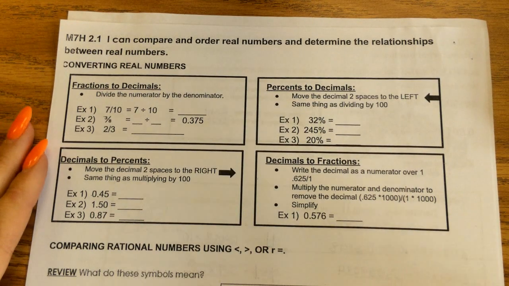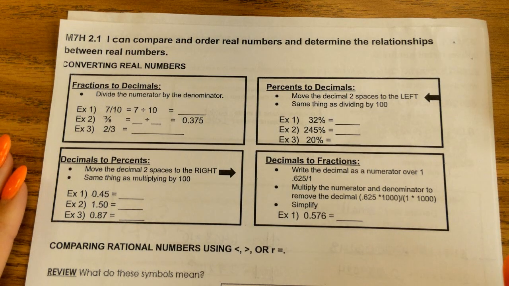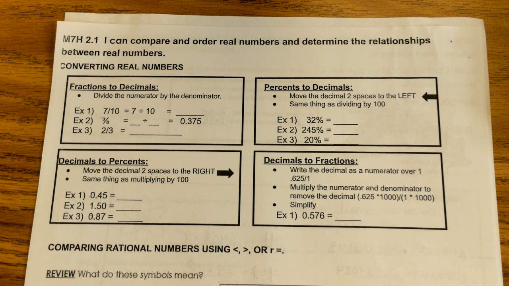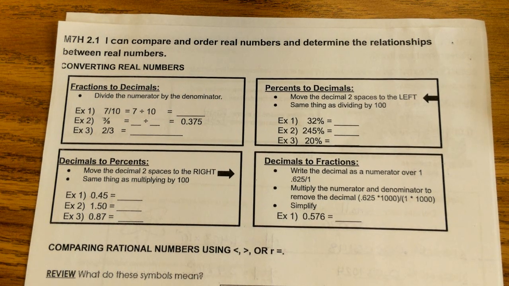All right, so let's talk about some conversions. When you order rational numbers, you always want to order decimals. So first you have to make everything a decimal. Fraction to decimal, pretty easy. You may use a calculator for all of these things.